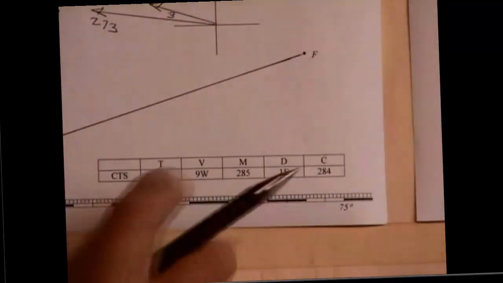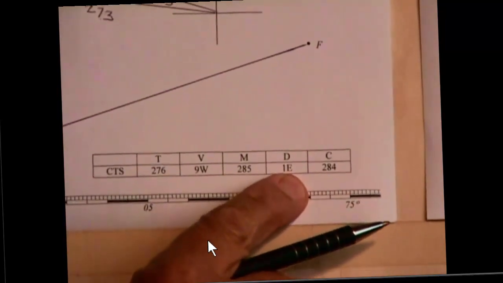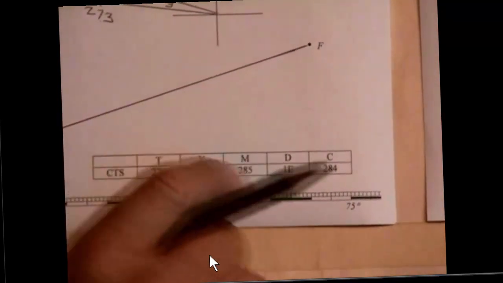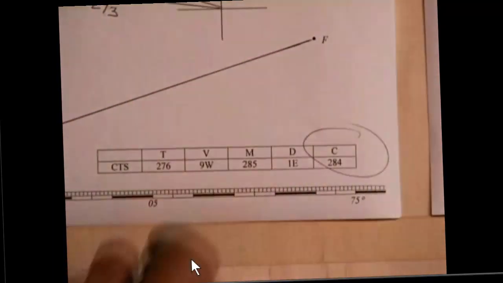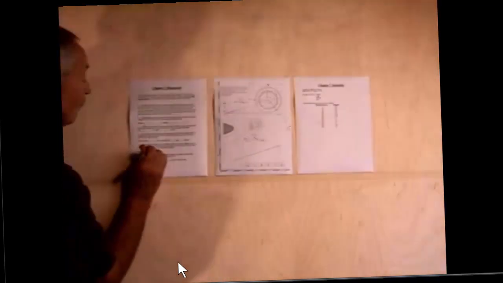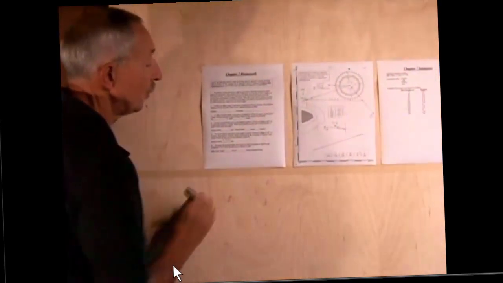So the answer to that is course to steer is 284 per ship's compass, to compensate for both the current effects and for the wind leeway effects. That's a type C problem with wind added in.